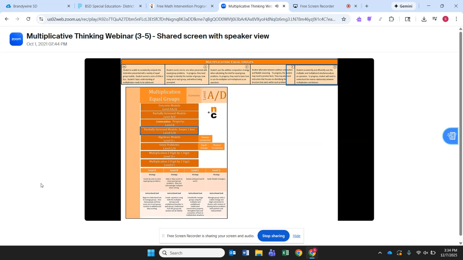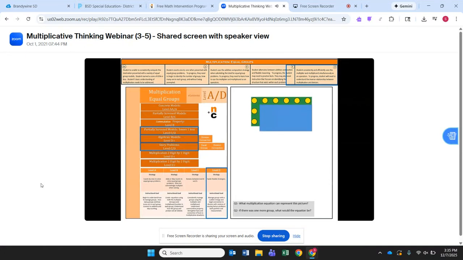So if you take a look, partially screened models, this would be 1 more or 1 less, okay? And this is where level D, and that just tells you what you want to focus in on. And then algebraic models would be D+, once they can do the partially screened 1 more or 1 less, and you'll see what that looks like. Then you go to the algebraic models, and if you take a look right here where it says the division connection, this is a really important developmental thing that you have to go through.